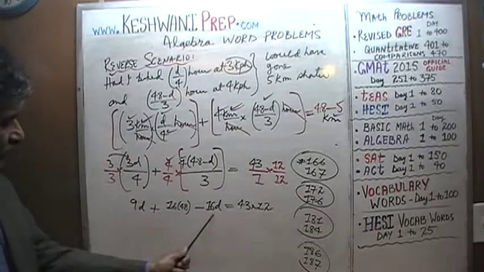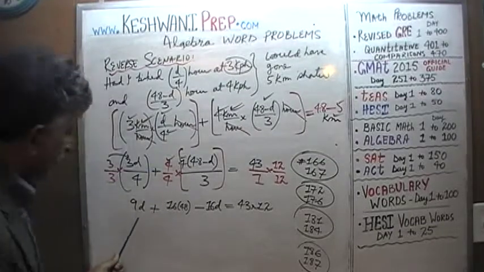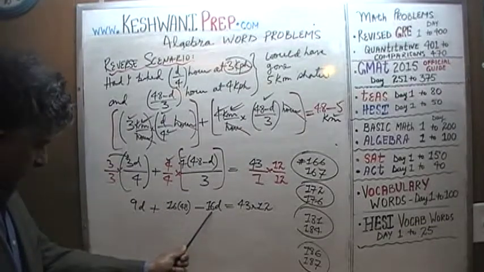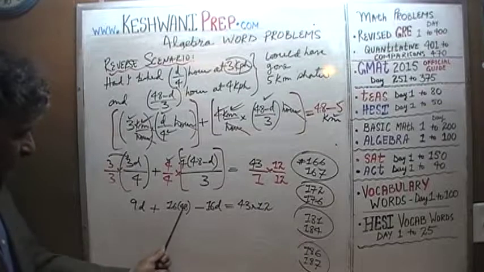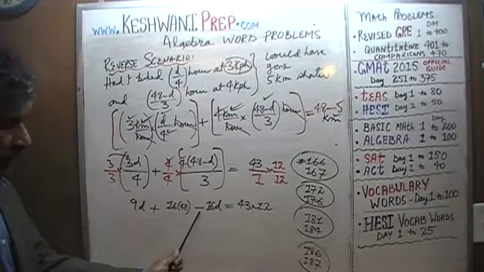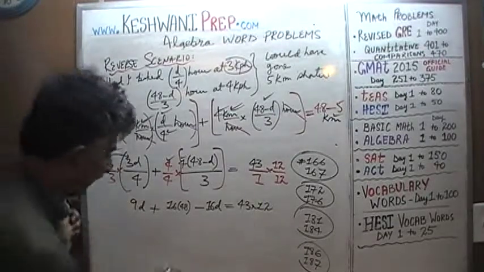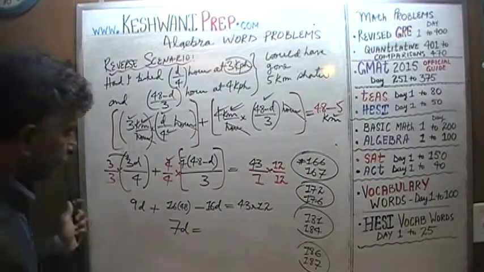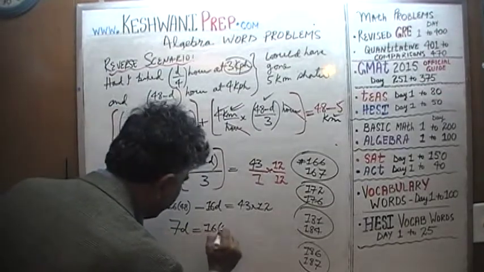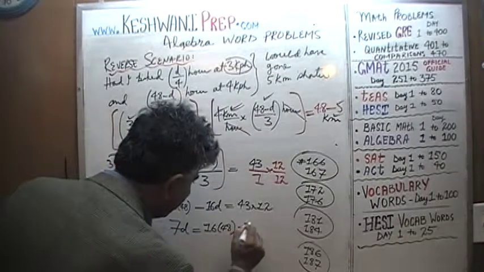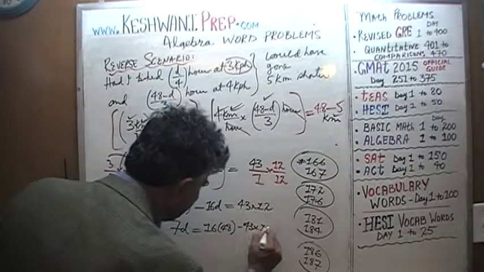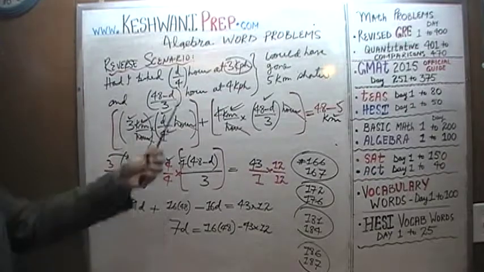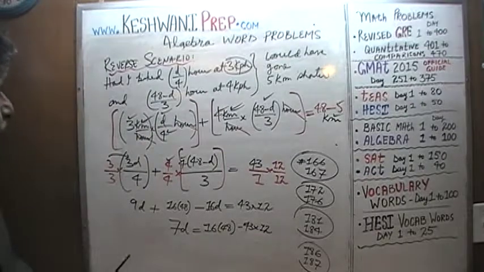9D minus 16D is going to be negative 7D. Why don't we bring the 7D to that side? So 7D would have to equal, and then bring this quantity over here, 16 times 48 minus 43 times 12. We're going to pick this up on the top.